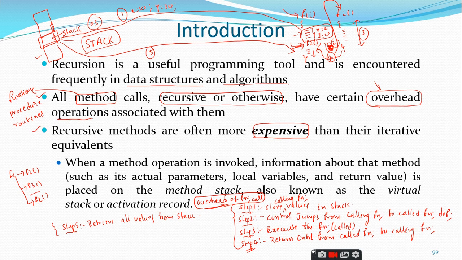So this is what happens in the function call, and we are calling it the overhead involved in the function call. That is the reason why recursive methods are more expensive when compared to the iterative equivalents.